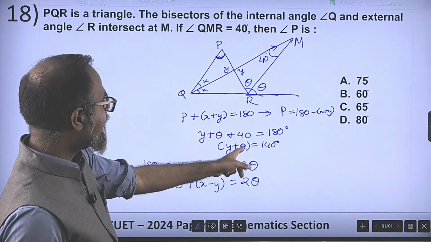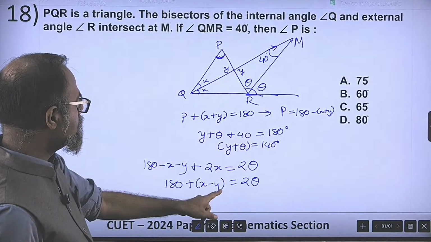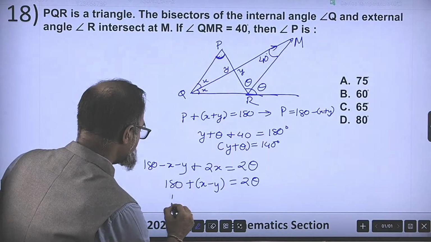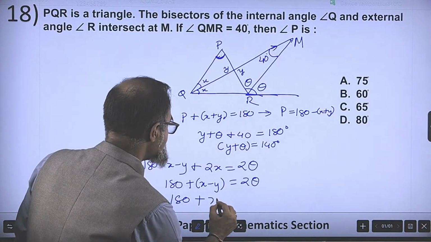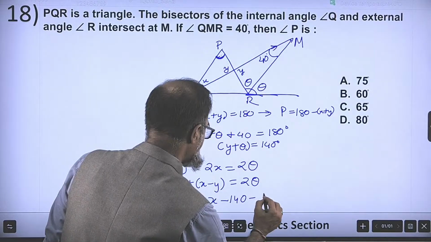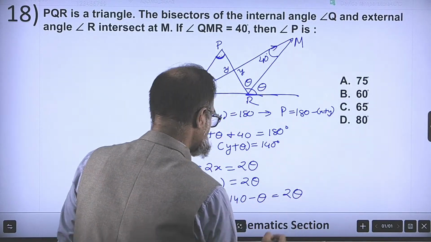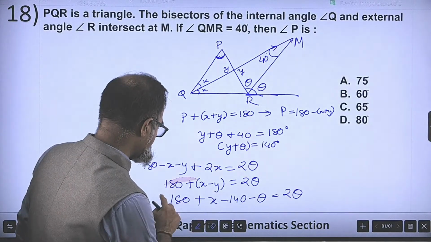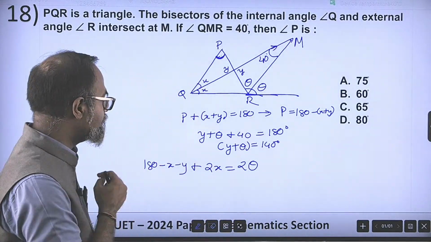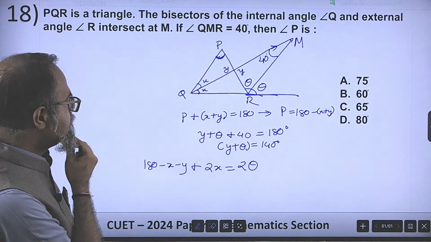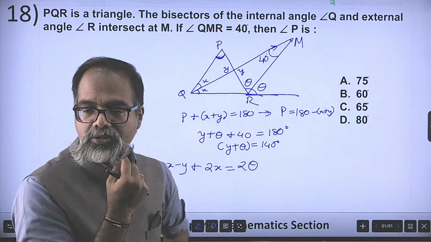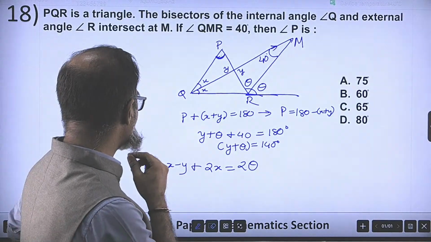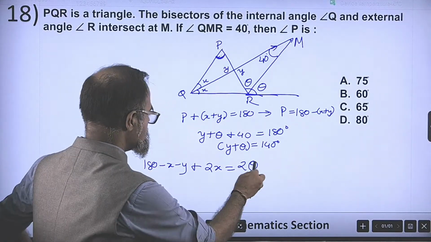So I also have y plus theta is 140. So instead of y, if I put that, what can I get? 180 plus x minus 140 minus theta is 2 theta. Or am I complicating things a bit? I seem to be complicating it a bit. So let's not go there. Let's try to see if we can simplify things otherwise. So back to my notes. Okay, let's avoid this also.